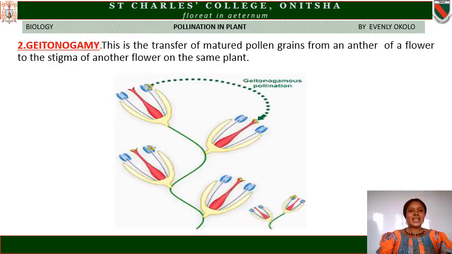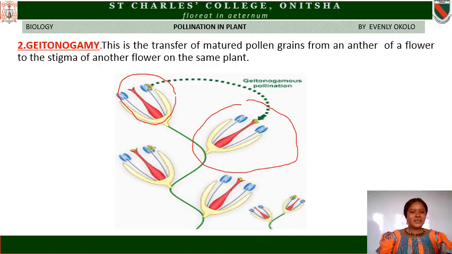Geitonogamy. This is the transfer of mature pollen grains from an anther of a flower to the stigma of another flower on the same plant. Now, let's see the structure here. The emphasis is on different flowers but on the same plant. So the arrow here indicates the movement of pollen grains from the anther of one flower to the stigma of another flower of the same plant.